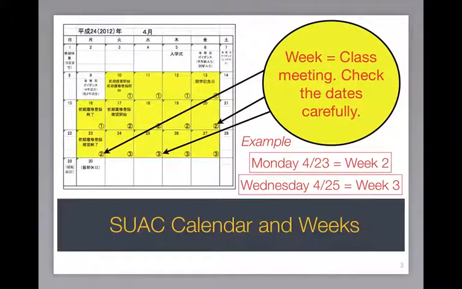The SUAC calendar has a little number in a circle. That is the week. It's different than the date. When we talk about week 2 and week 3, that's what we mean. We mean the class meeting. So be very careful about the due dates and check with your teacher if you have any questions.